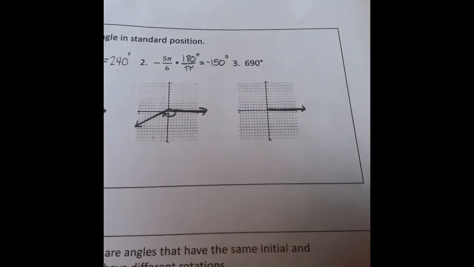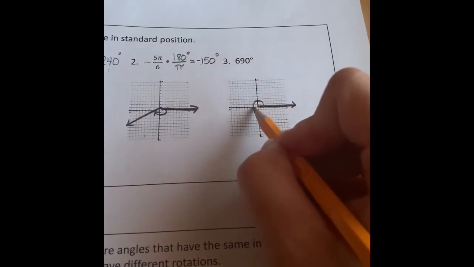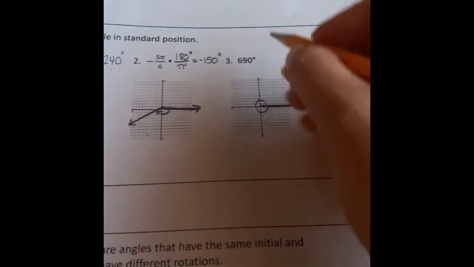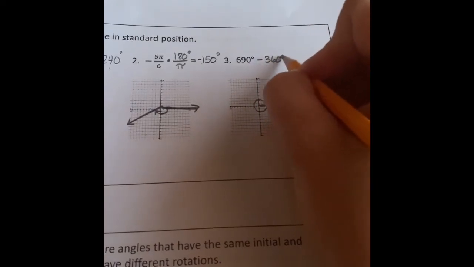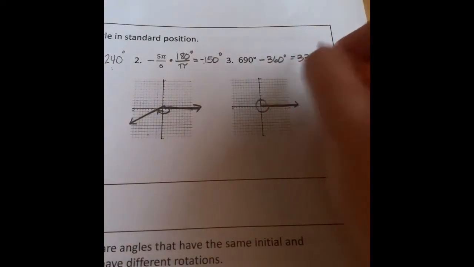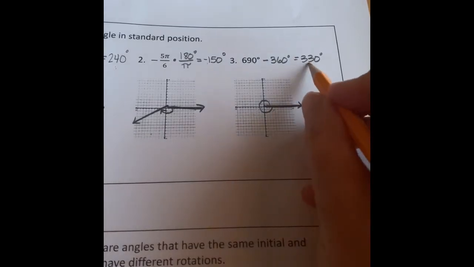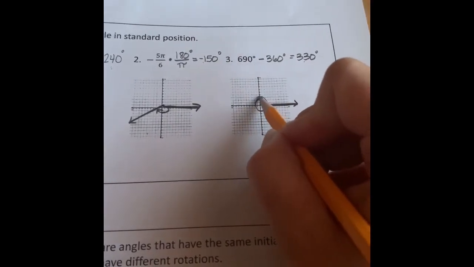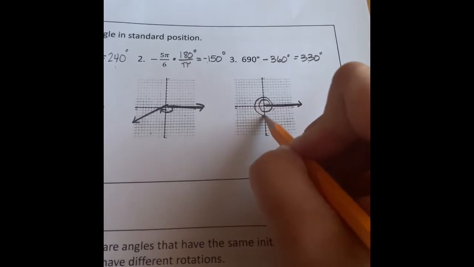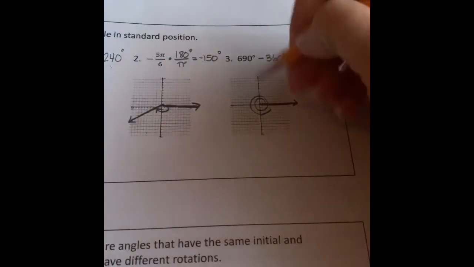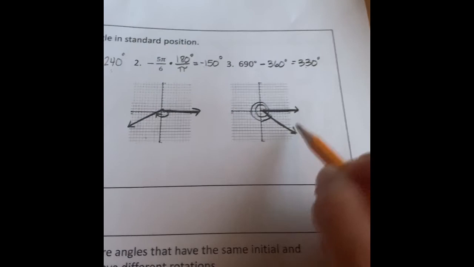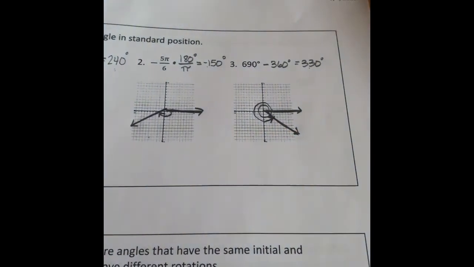So I've got my initial side. If I travel all the way around, that's 360 degrees. So I'm going to have to go another rotation. Let's see how much more of a rotation. If I were to subtract 360 from 690, it equals 330 degrees. So I've already traveled 360. Now I need to travel another 330 degrees. So I'm going to travel all the way around again. So I'm at 90, 180, 270, 330 is right before you get to 360 again. So there's my terminal side. Make sure you show that rotation so they can see exactly how you traveled.